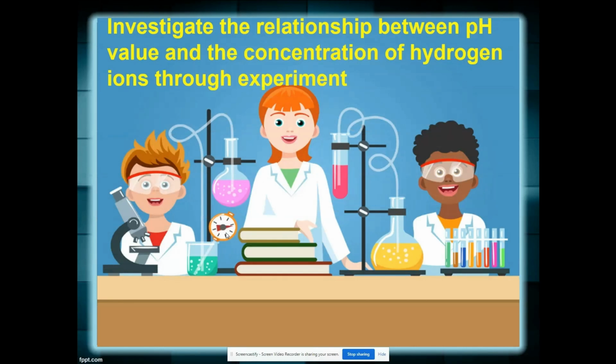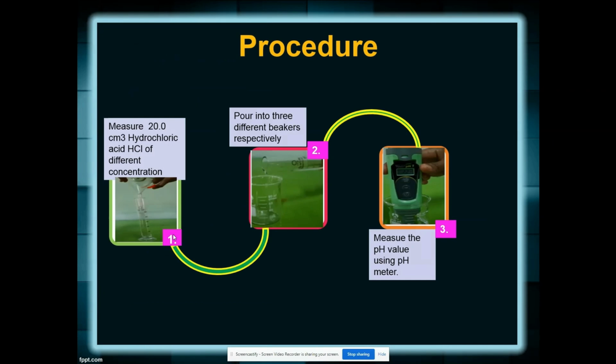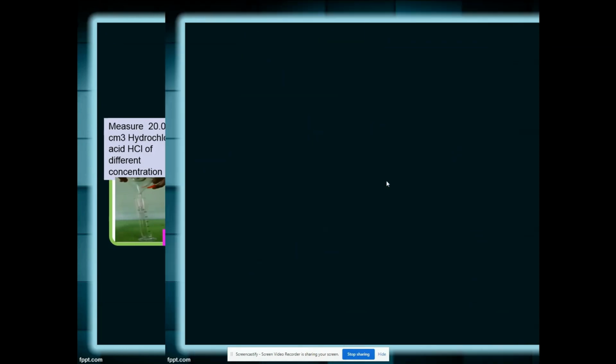Okay, so now we're going to investigate the relationship between pH value and the concentration of hydrogen ion through experiment. What you require to carry out this experiment is, the apparatus required is beaker and pH meter. The materials are, we're going to use different concentration of hydrochloric acid and sodium hydroxide solution. Okay, it's a very simple experiment actually. You will measure and pour a definite volume of the hydrochloric acid of different concentration, okay, and you will pour it into a respective beaker. Then use your pH meter to measure the pH value. When you dip the pH meter, you'll get the respective pH value ready.